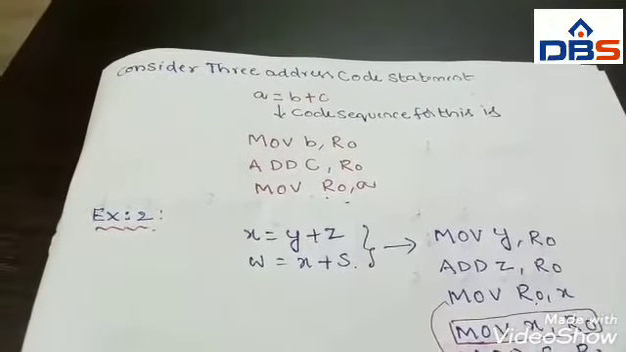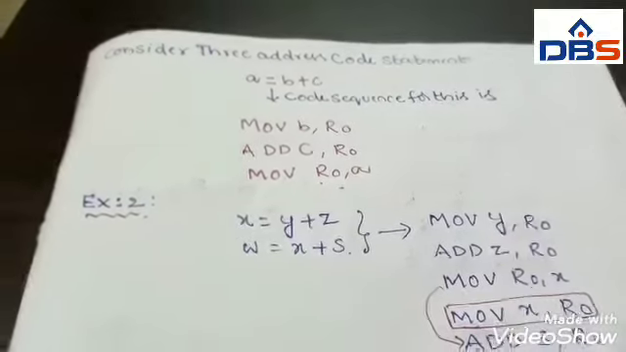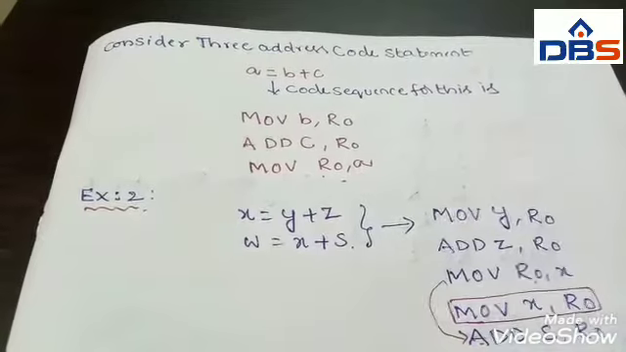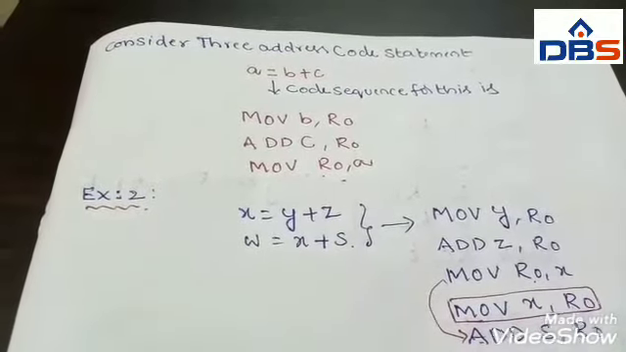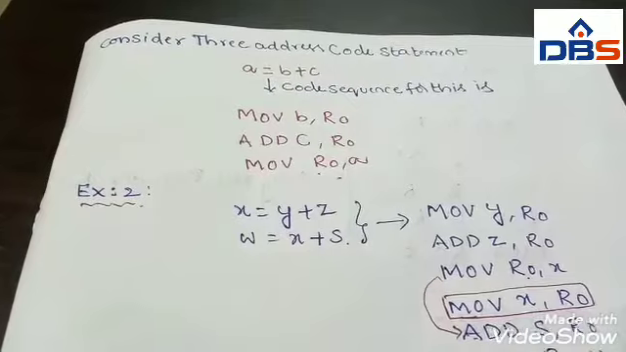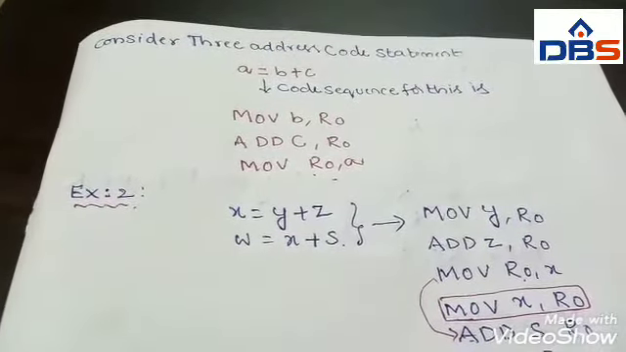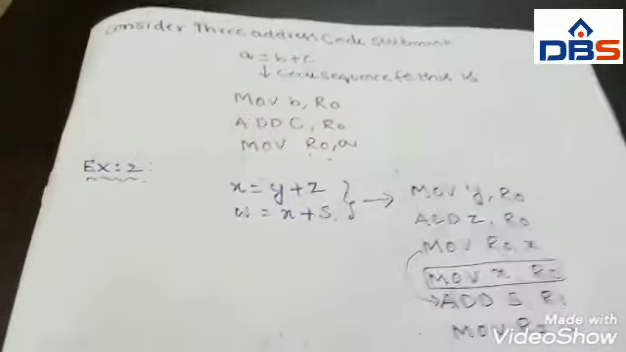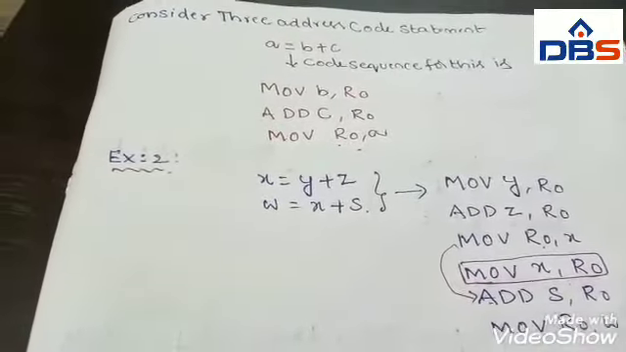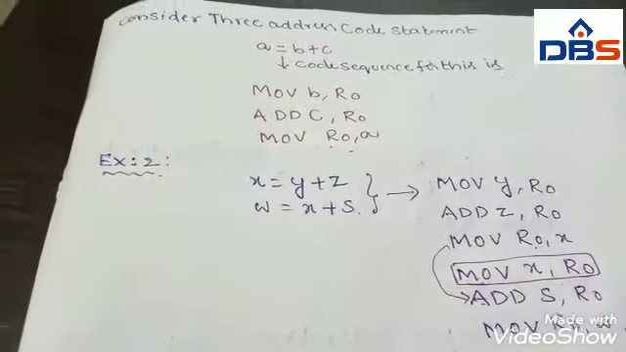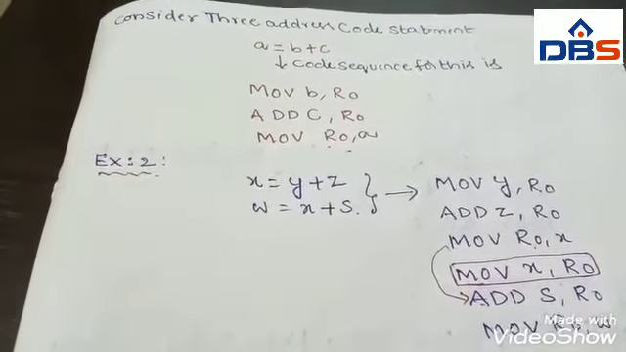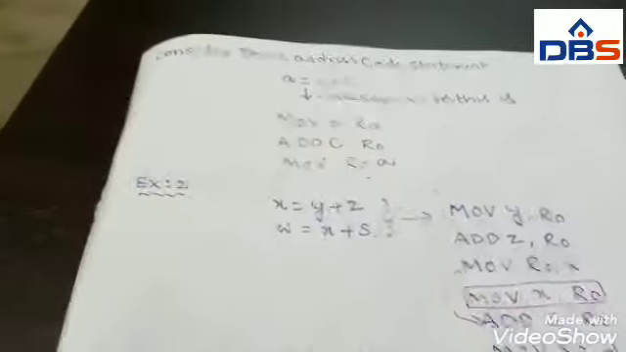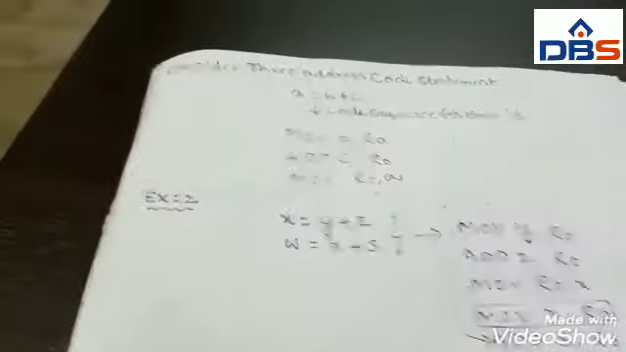Then the code sequence for this 3 address code is, first, move B into one register R0, that is move B comma R0. Then C must be added to R0, that is add C comma R0, that is the contents of C added to R0 and the result stored in R0 only. Now the result should be moved into A, that is move R0 comma A. This type of statement by statement code sequence for 3 address code sometimes produces redundant code.